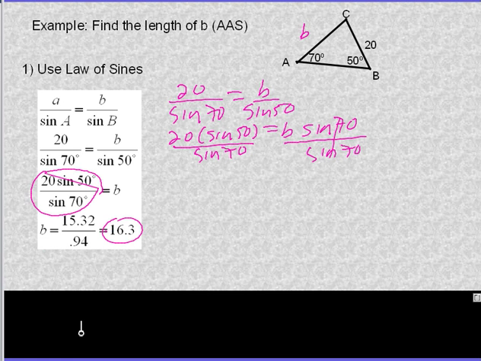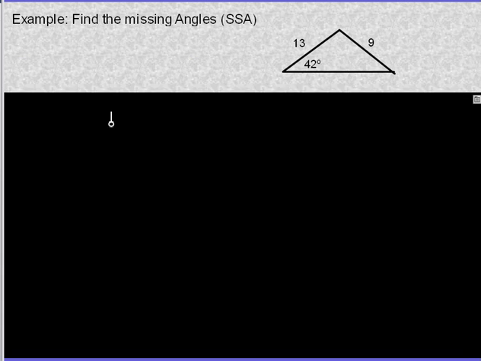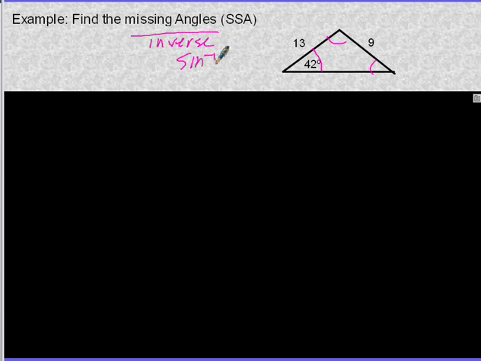All right, next example. Find the missing angles. So we're not looking for a side length, I'm looking for the missing angles. I have one angle, and I need to find the other two. Again, we can use the law of sines, but since we're looking for an angle, remember, we're going to use the inverse function, which means an inverse sine. Whenever you're looking for an angle, try to get that stuck in your mind: it's going to be an inverse function. But we are going to use the law of sines.